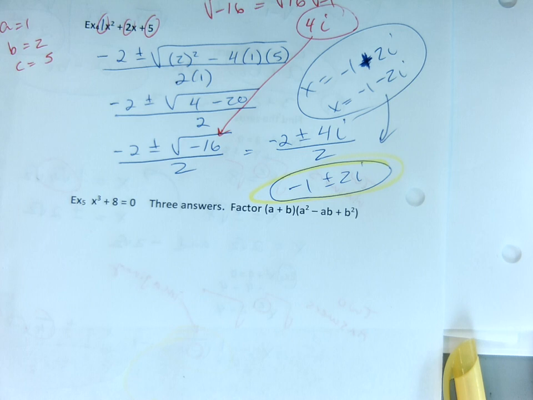4, 2, good. Right. Negative 2. Good. So we have one answer, but we have 2 more to find. What if that's a really big number? We can handle the big numbers. We're smart.